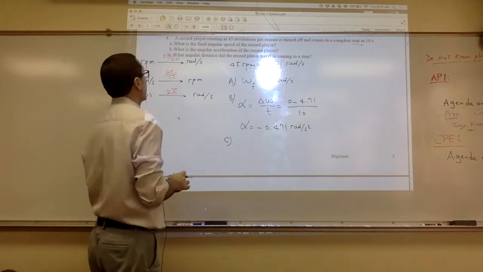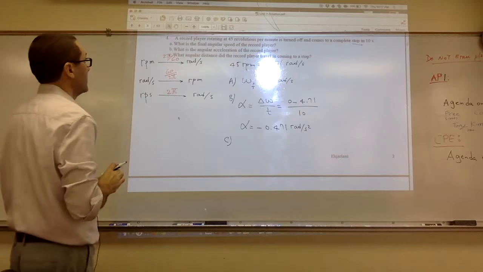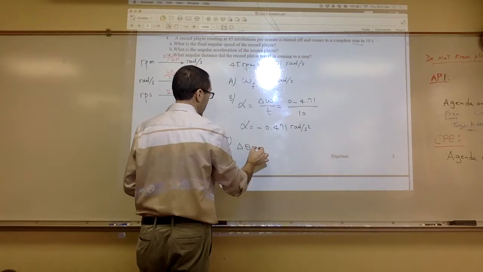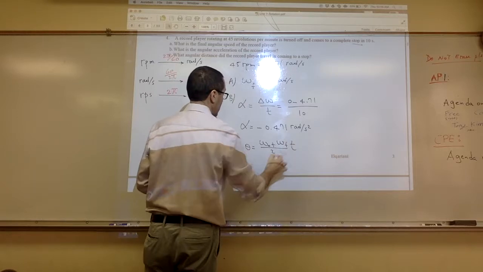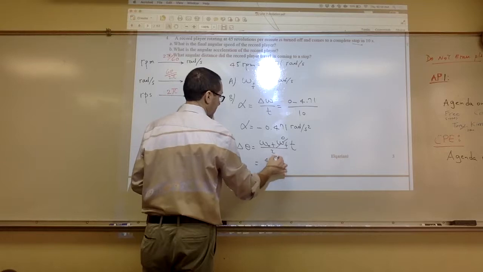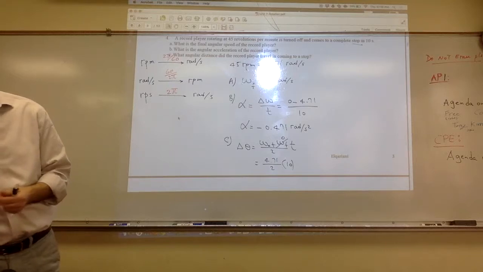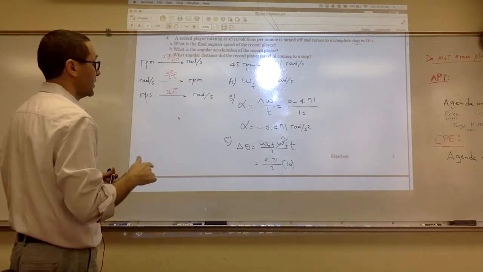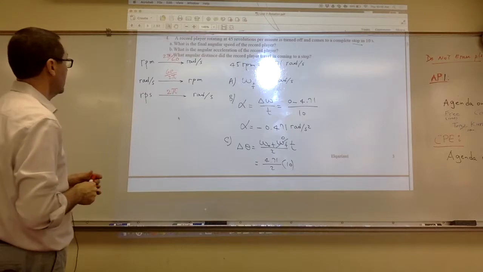Part C, what angular distance, so we're looking for the angle now, right? What angular distance did the record player travel in coming to a stop? So I think we can do this equation. Delta theta equals the initial omega plus the final omega over 2 times t. So this is 0. This is 4.71 over 2 times 10. And that should give us 23.56 radians. Right, so if you want to change that to how many rotations or revolutions, you divide it by 2 pi. Okay, I think that should be clear.